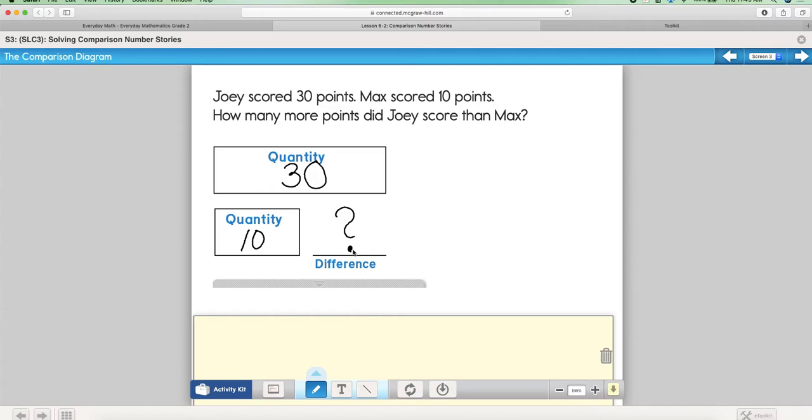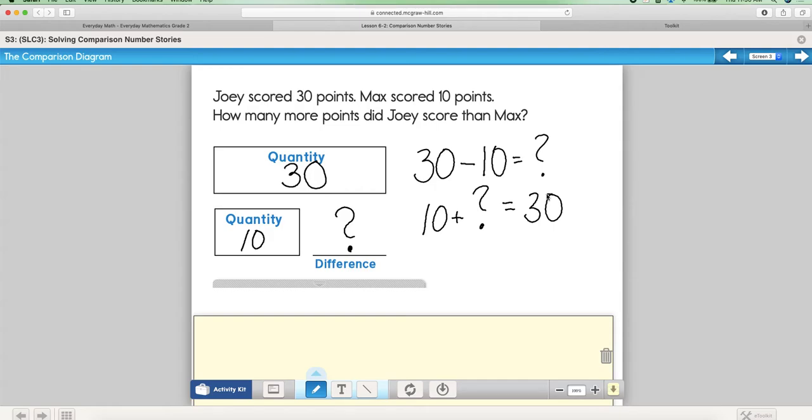So the way I have to find a difference problem usually is I'm going to start with my big number and I'm going to take away my small number to figure out what my difference is. Or if you are a person that likes to do counting up, you can start with your small number and count up your mystery number till you get to your big number to figure out what the difference is. Either one of these two ways would work.